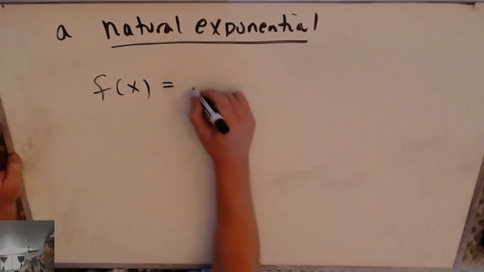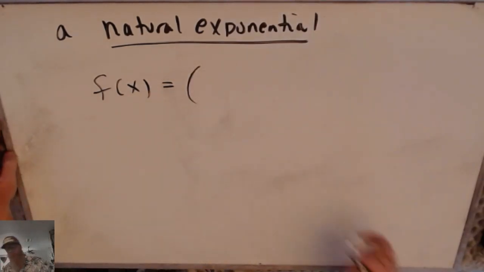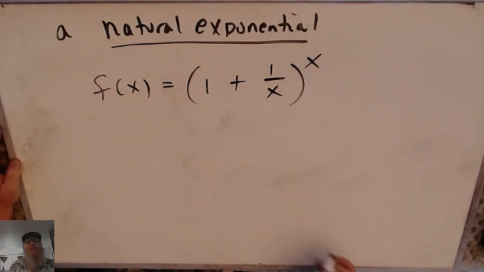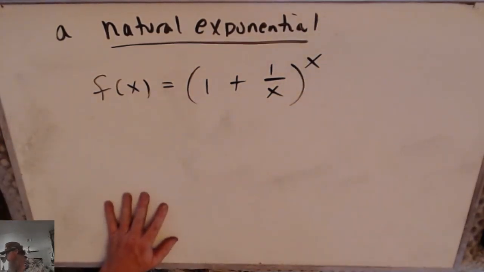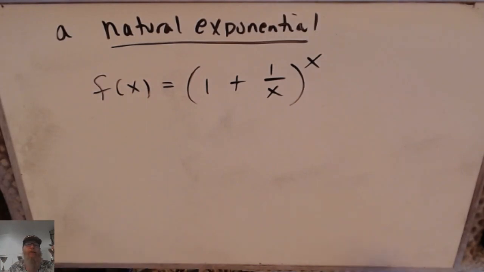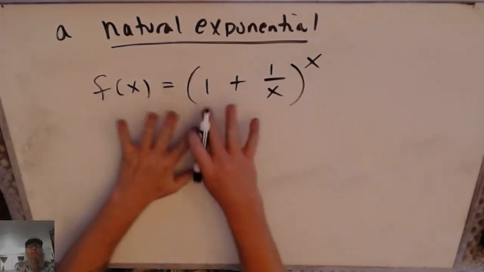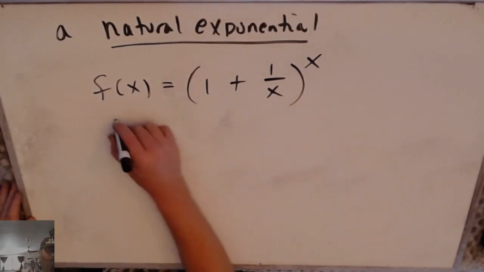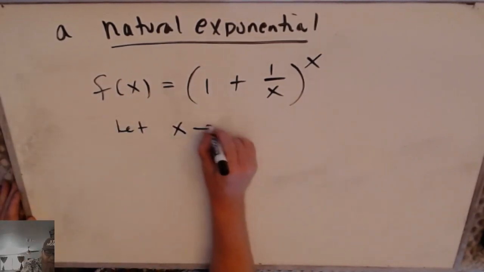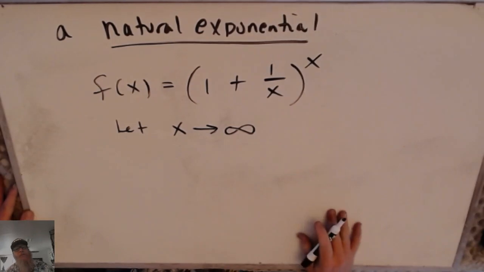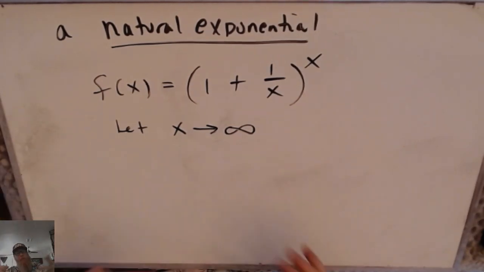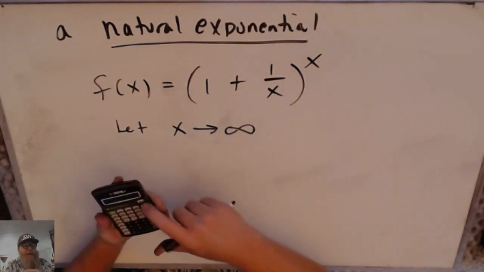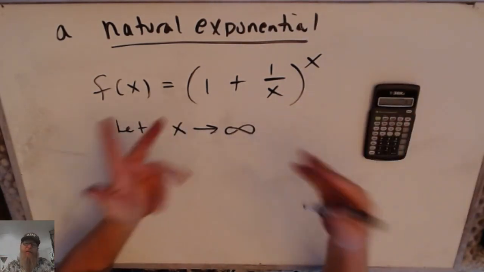Okay, so here's a natural exponential that we're going to talk about. f of x is the function (1 plus 1 over x) raised to the x power. I just want to demonstrate what happens to this thing. We're going to let x get very, very large. We're going to plug in bigger and bigger values of x. The first couple you can probably do in your head, but after that, you're going to need a calculator.